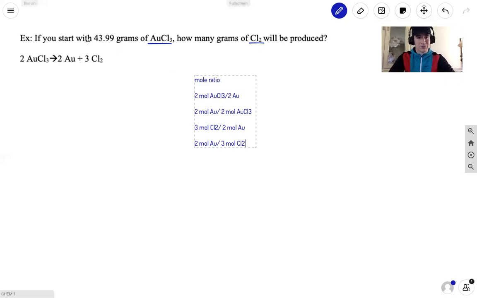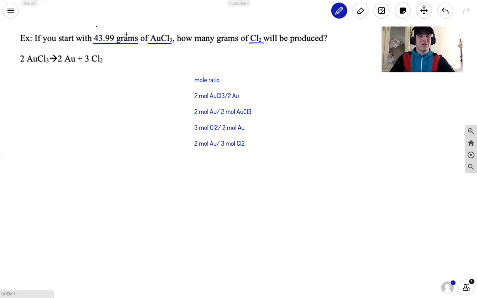So let's jump right into this one. If you start with 43.99 grams of aluminum, I don't know why I keep saying aluminum, if you start with 43.99 grams of gold trichloride, how many grams of dichloride will be produced? So we're starting with this, 43.99 grams, and we're ending in grams of dichloride.